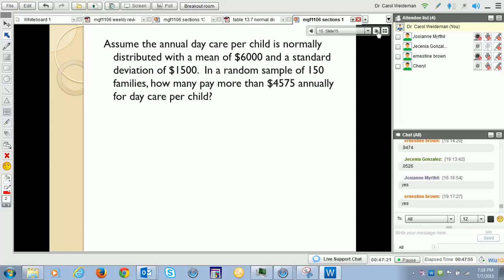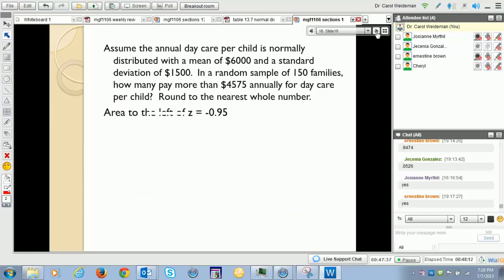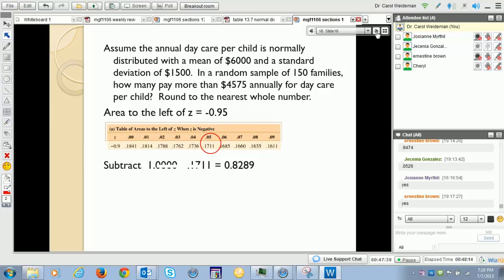Make yourself a picture so you have an idea of where you are in the distribution and which area you want to find. If you want the area to the left, less than, you read it off the table. If you want the area to the right, you'll find the area to the left, and then, just like I did over here, subtract it from 1, which is what we just did here. So about 82.89% of families pay more than $45.75.